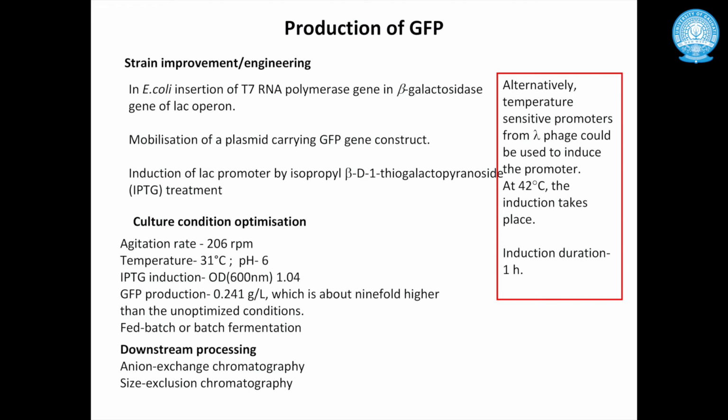Now, in the strain improvement part, there is another method which is alternatively used for green fluorescent protein production, that is temperature sensitive promoters from lambda phage could be used to induce the promoter. Instead of IPTG induction, temperature sensitive promoters can be used, and so at 42 degrees Celsius the induction takes place instead of IPTG treatment. When we simply raise the temperature to 42 degrees Celsius, there will be induction happening. So this is another way of inducing T7 RNA polymerase for expression of green fluorescent protein.